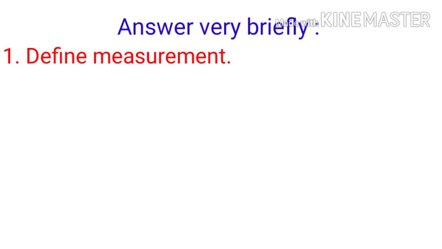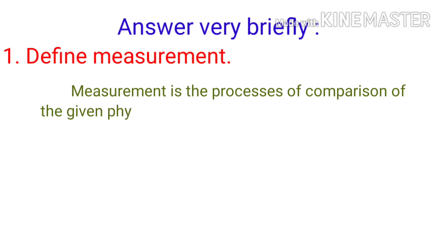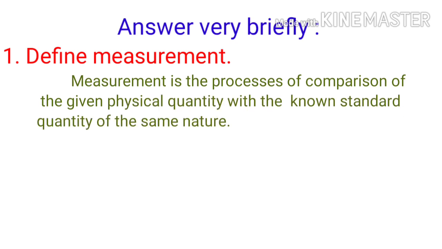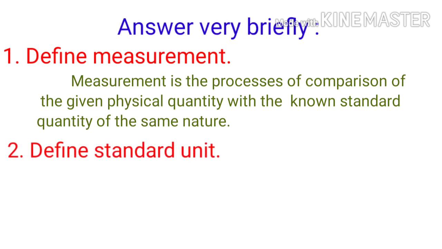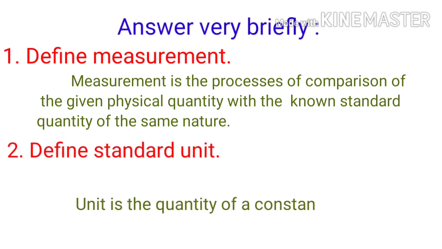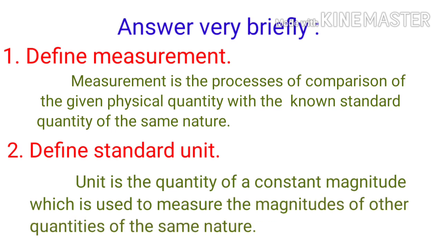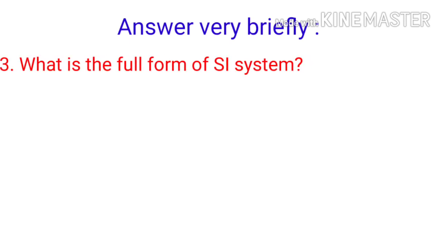Answer, measurement is a process of comparison of the given physical quantity with the known standard quantity of the same nature. Second question, define standard unit. Answer, unit is a quantity of a constant magnitude which is used to measure the magnitudes of other quantities of the same nature. Third question, what is the full form of SI system?